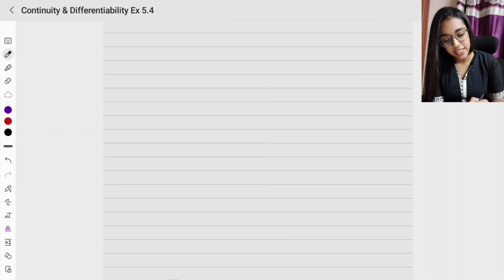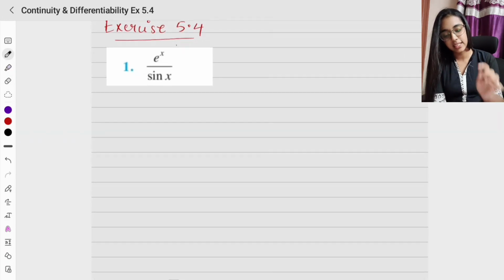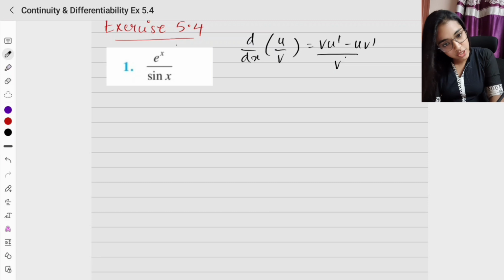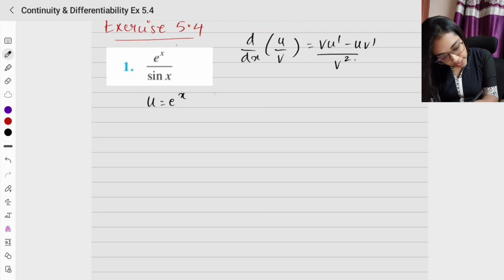Moving on to exercise 5.4. Okay, so this is my first question. This is of the form u divided by v. So first, d by dx of u by v is going to be (v u dash minus u v dash) divided by v square. Correct? In that, first u, my numerator, is e to the x. v is equal to sin x.